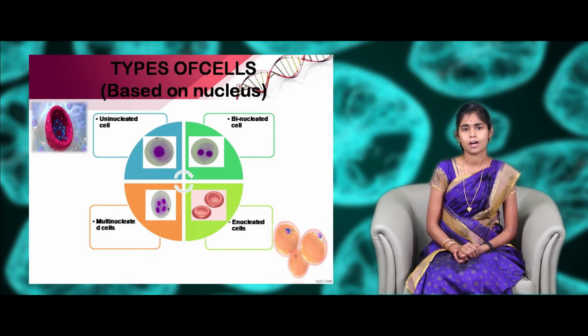Liver cells are always multinucleated cells. Then binucleated, this has 2 nuclei. For example, some cancer cells are binucleated. And finally, enucleated cells. They don't have any nucleus. For example, on maturation, RBCs do not have a nucleus. This space provides room so more oxygen can be carried by hemoglobin.